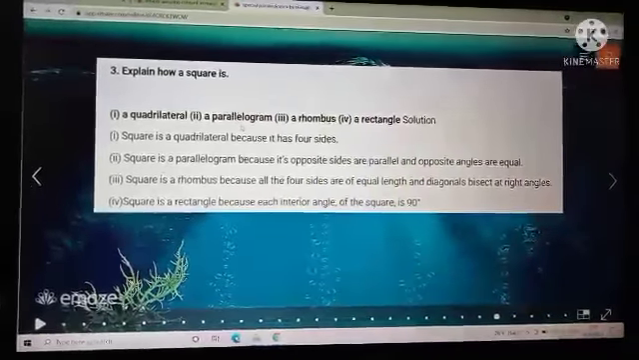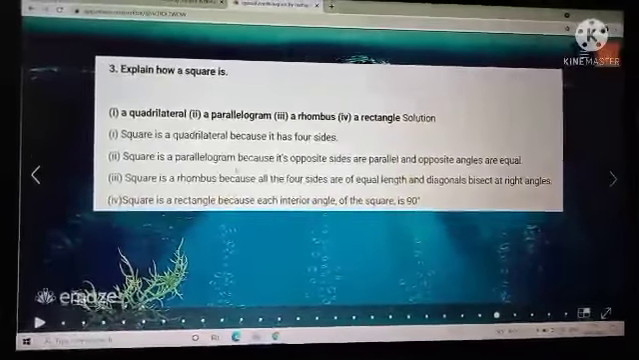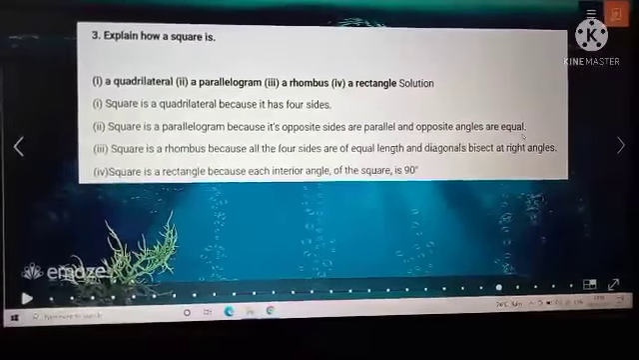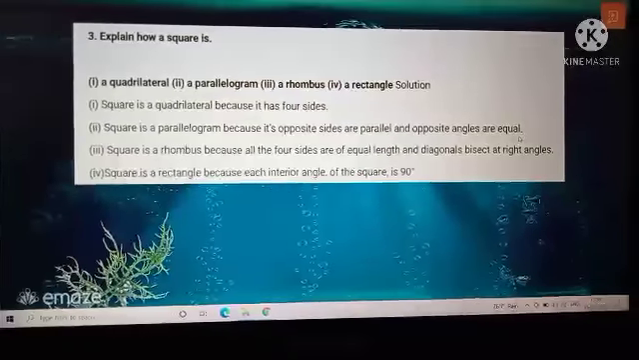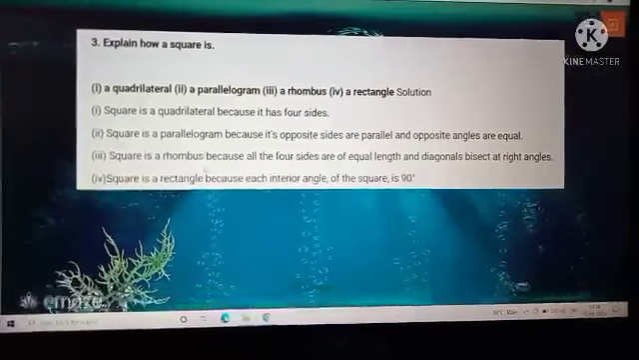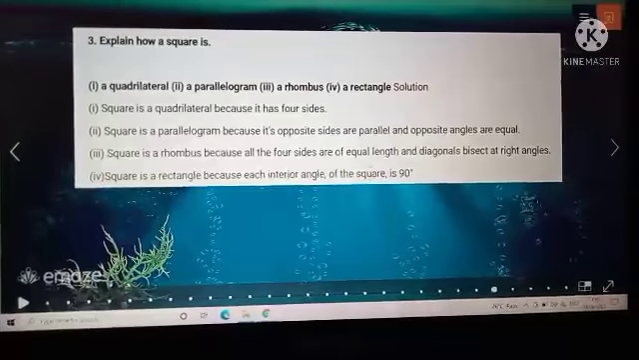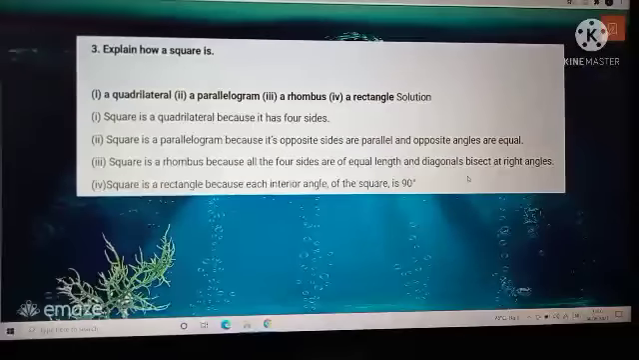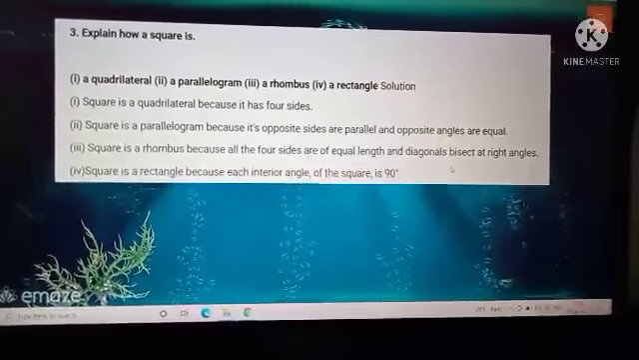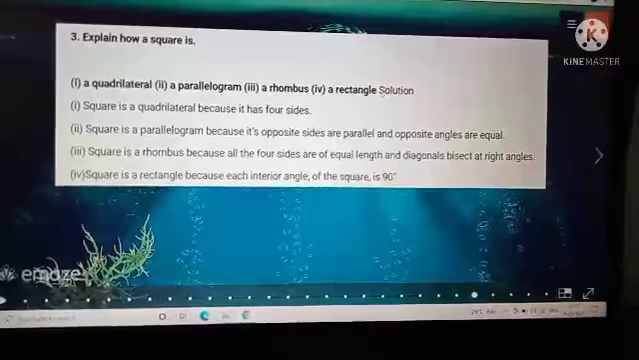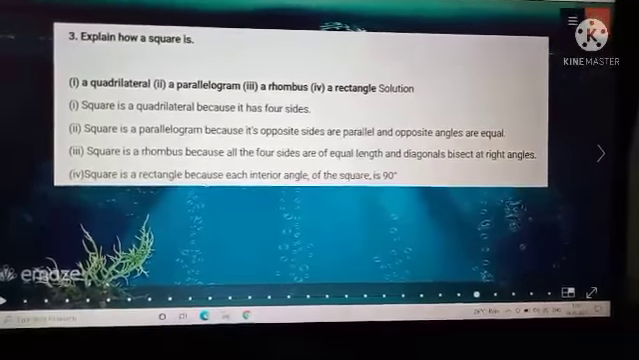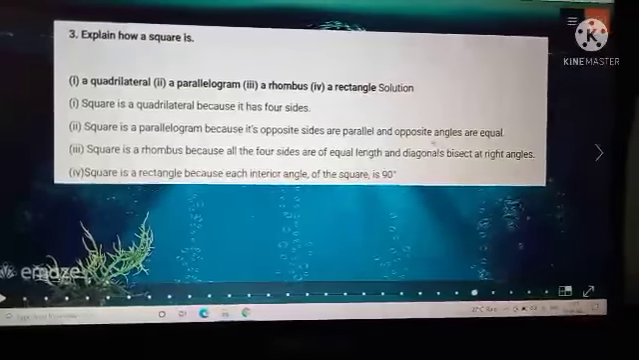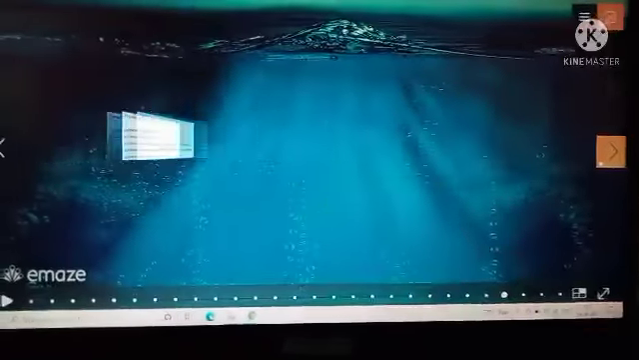And how is a square a parallelogram? A square is a parallelogram because its opposite sides are parallel and opposite angles are equal. And how is a square a rhombus? A square is a rhombus because all 4 sides are of equal length and diagonals bisect each other at right angles. And how is a square a rectangle? A square is a rectangle because each interior angle of the square is 90 degrees. Hope you are clear with this.